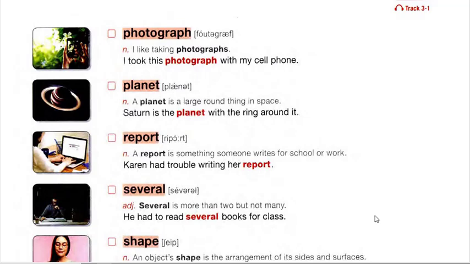Okay? Report، گزارش، noun است. A report is something someone writes for school or work.